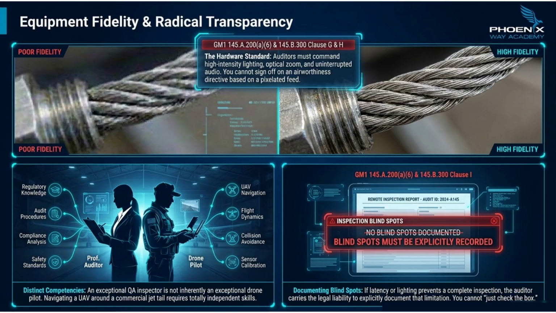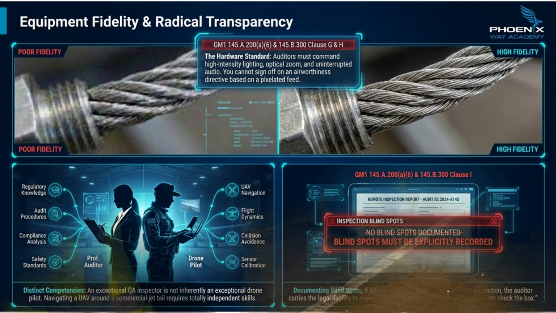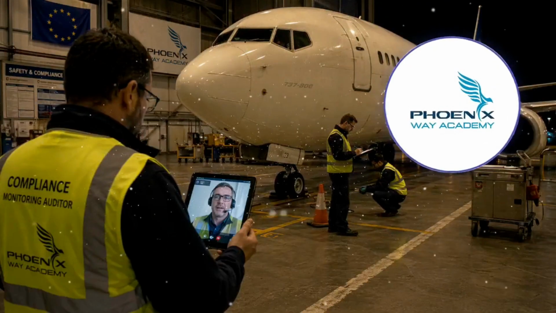The text mandates, audit reports and related records should indicate the extent to which remote ICT have been used in conducting remote audits and the effectiveness of remote ICT in achieving the audit objectives, including any item that has not been able to be completely reviewed. That final clause protects the integrity of the entire system. If the auditor was attempting to inspect the aft cargo hold, but the live stream suffered from severe latency or insufficient lighting, they cannot just check the box and move on. You have to call it out. Yes. They carry the legal liability to explicitly document the limitation in their report.